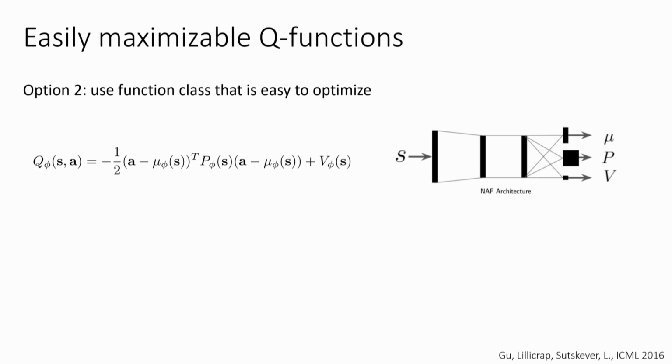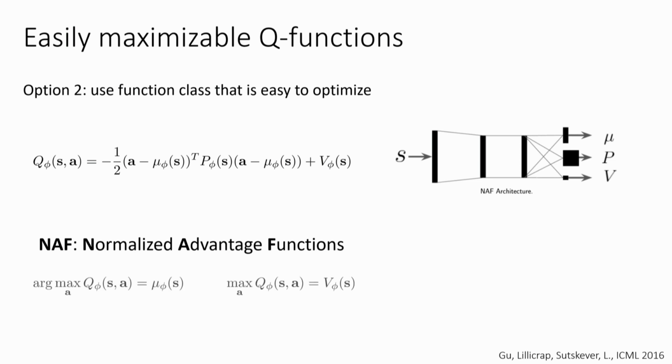So you have a neural net that outputs a vector mu, a matrix P, and a scalar V, and then the Q value is given by A minus the vector, transpose times the matrix, times A minus the vector, plus the scalar. So for this thing, the action that gives you the largest Q value is just mu. So you have a Q function estimator that is quadratic in the action, but arbitrarily complex in the state. Okay? This particular thing is called normalized advantage functions.